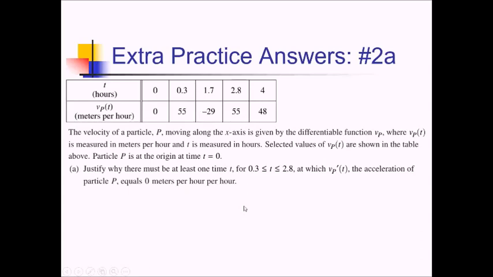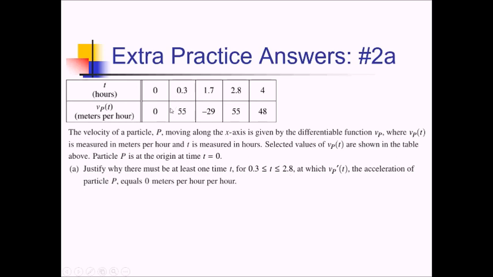For this calculator-based free response problem, we have the velocity of a particle P, which is moving along the x-axis, given by Vp, where Vp of t is measured in meters per hour and t is in hours, and we've got some selected values of Vp of t up here in the table. And then they're telling us particle P is at the origin at time 0. That's good to know. So first part of this problem, we want to justify why there has to be at least one time between 0.3 and 2.8 at which Vp prime of t, the acceleration of the particle, equals 0.